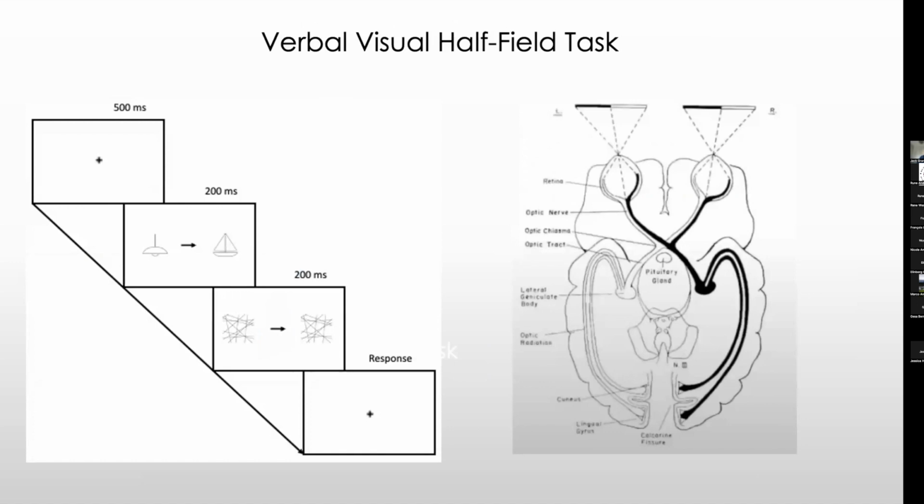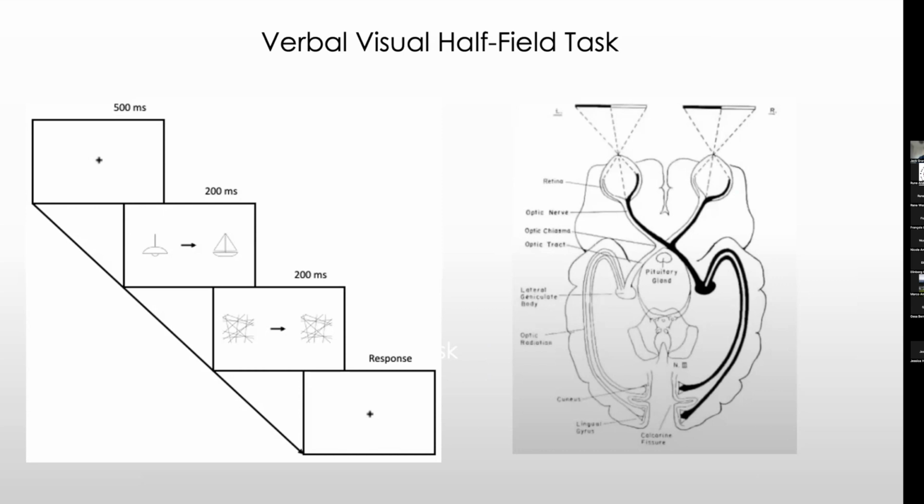So the next task that we used was the visual half field task. And we used this as a measure of laterality for speech production. This was adapted from a task used previously by Brysbaert in 1994. And on each trial of this task, participants are asked to overtly name an image which is presented in the left visual field or the right visual field. And the image that they have to name is indicated by a centrally presented arrow.